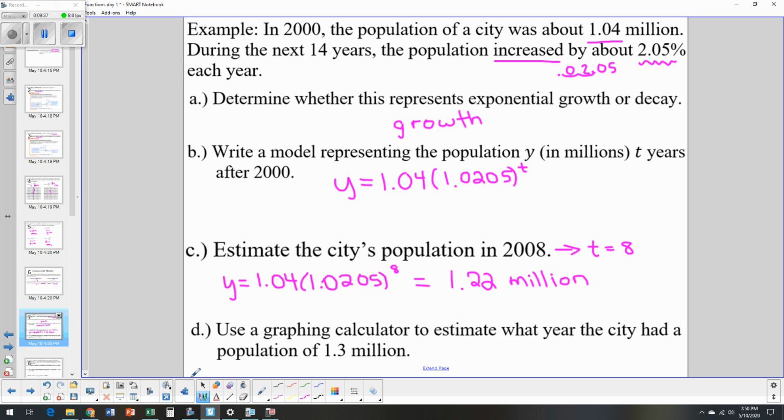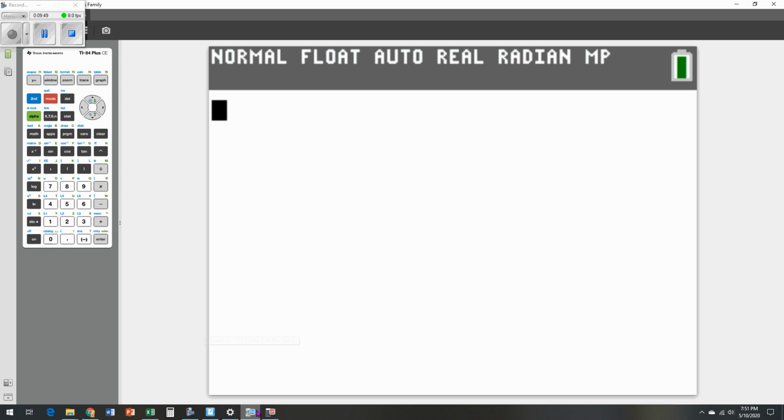Now part D says using a graphing calculator to estimate what year the city had a population of 1.3 million people. So I'm going to give you a code. It should already be there when you downloaded this lesson, to download a graphing calculator if you'd like. So you notice over here is my actual calculator, and over here's what it looks like.